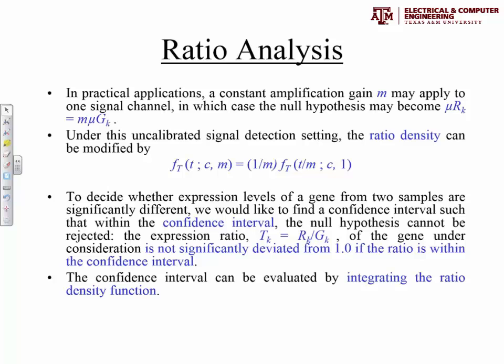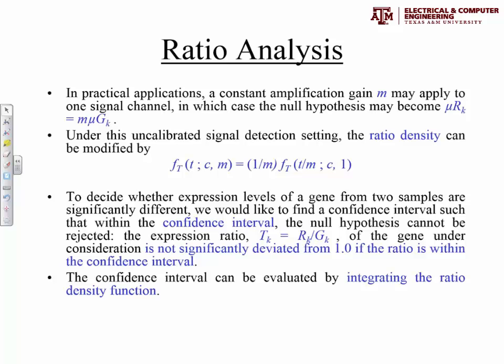Now, to decide whether expression levels of a gene from 2 samples are significantly different, we would like to find a confidence interval, because you cannot just check whether the ratio is 1 or not. It will not be 1. It might be 1.01, 1.05, or 1.09. You would have to have an interval around it, so that you can say that it is significantly different from 1.